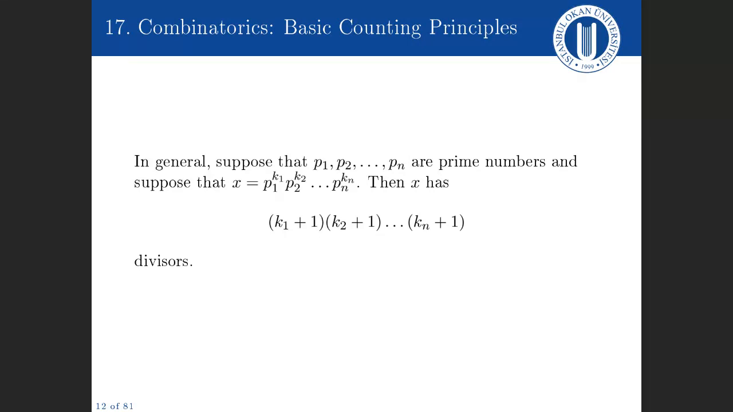In general, the rule is this. Let's suppose that P1 up to Pn are prime numbers, and let's suppose x is P1 to the power K1 multiplied by P2 to the power K2, etc. Then we have a formula for the number of divisors of x. Using the same idea as on the previous slide, it is K1 plus 1, the plus 1 being because we could choose to use 0 of the P1s, multiplied by K2 plus 1, etc., multiplied by Kn plus 1. That is the number of divisors of x.